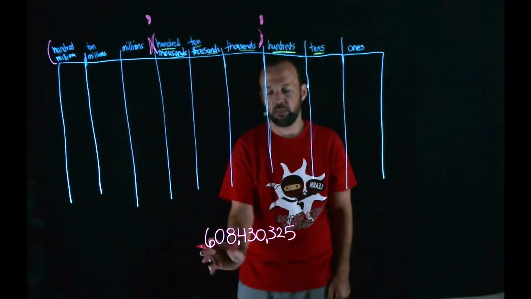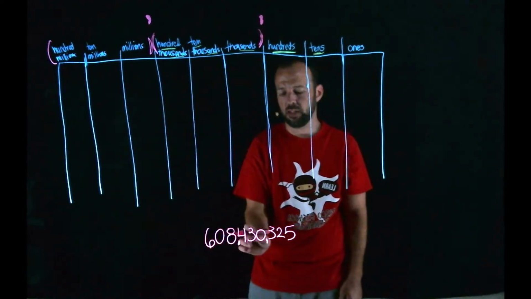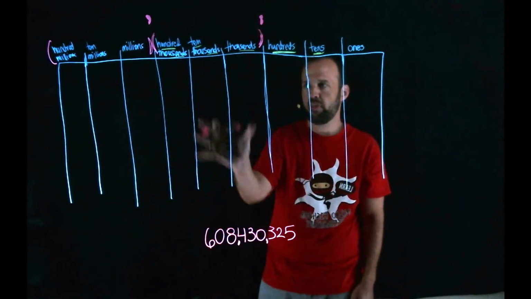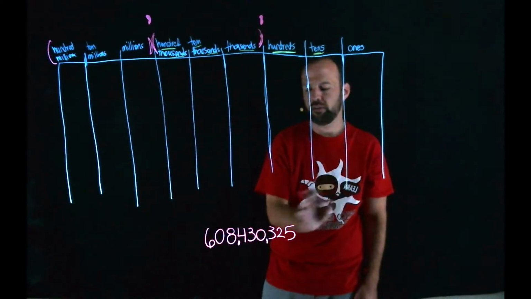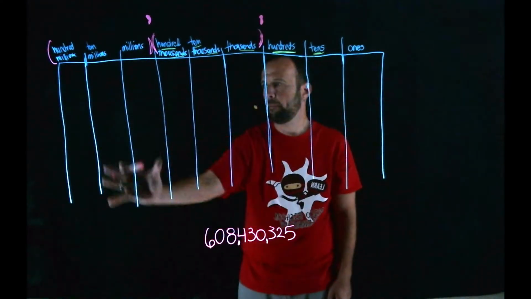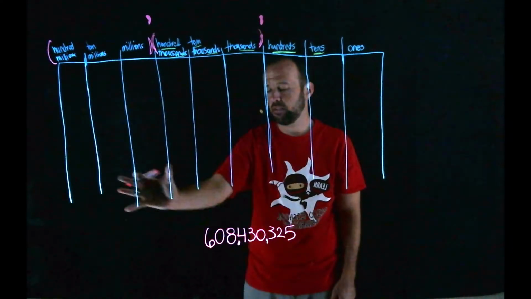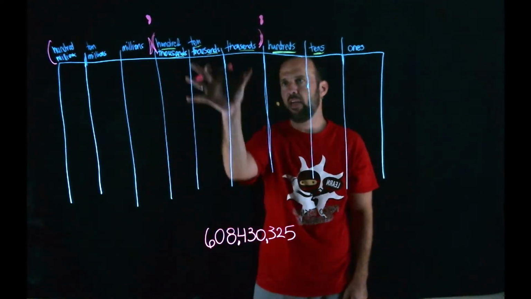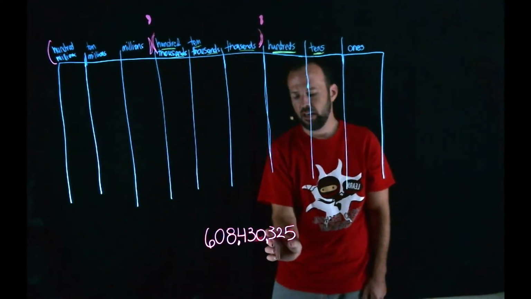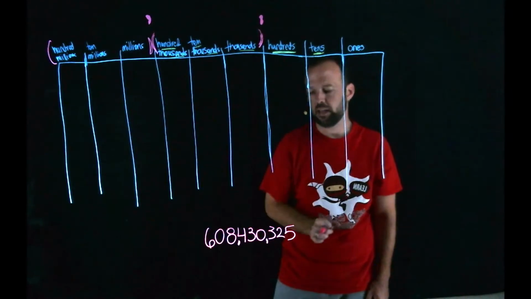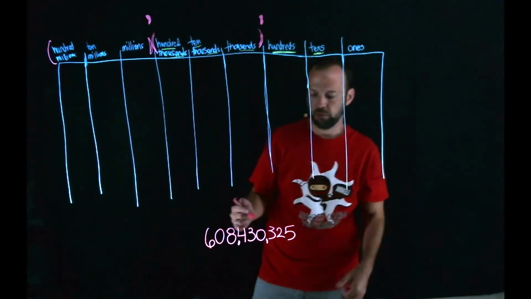So looking at this number now, I know that it's 608,430,325. Again, 608 million, because it's in the millions place here. 430,000, because it's in the thousands. And 325 is how I read my last guy there. Okay, let's try that with another one real quick.